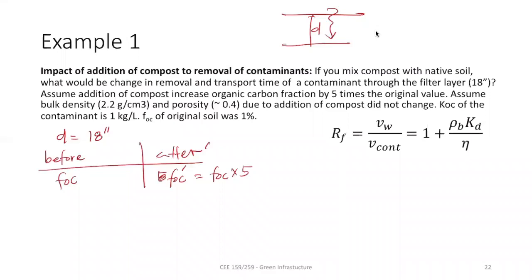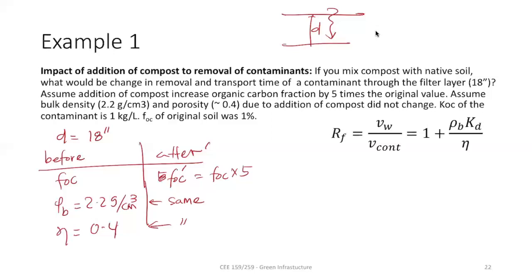Assume your bulk density is 2.2. So bulk density was 2.2 gram per centimeter cube. And porosity was 0.4. That means 40% of the filter media is porous. Assume that bulk density and porosity didn't change due to addition of compost. So that means after is also the same as before.